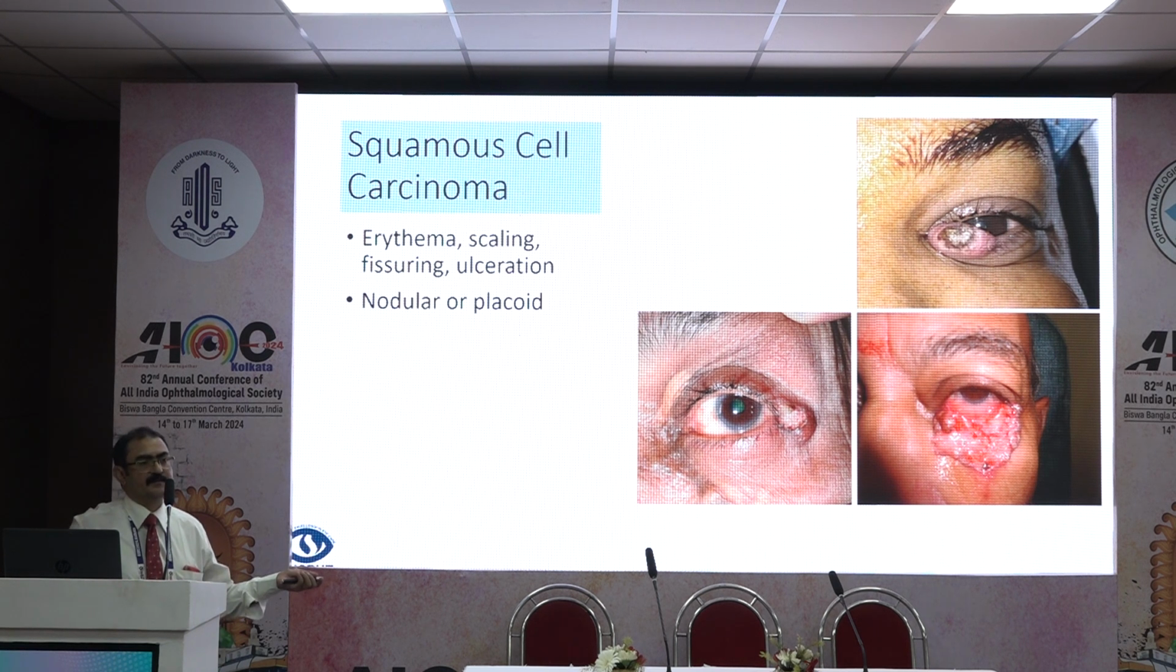That's a keratoacanthoma. Now, keratoacanthoma can actually be a squamous cell carcinoma in disguise. So always biopsy them and then treat accordingly. Thank you. I'll stop here.